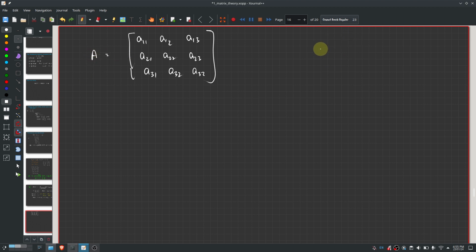Again, let's list down all possible permutations. I have the identity permutation, which is 1, 2, 3. Let's take another permutation. Well, I already have a list, right? Let me just reuse that.